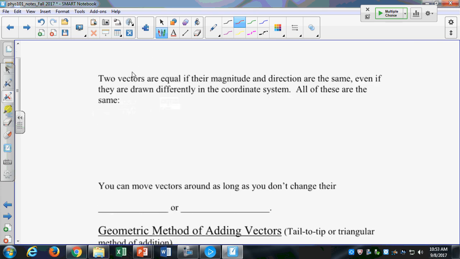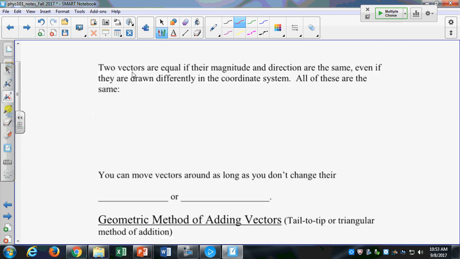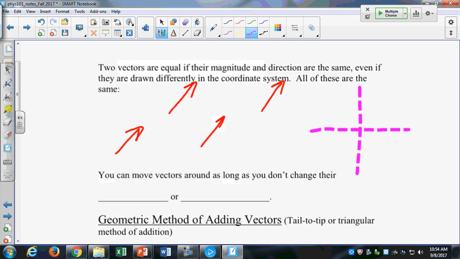All right. So two vectors are equal if their magnitude and direction are the same, but you can move them around any way that you want. So let's say that I have a vector that looks like this. I can take this vector and move it around in any way that I want. I can draw it over here, wherever I want, and it's going to be exactly the same. So all of these vectors, as long as I keep the same magnitude and direction, are exactly the same. In fact, when I draw my coordinate system, I can move that vector around any way I want. Usually, I'm going to draw it like that.